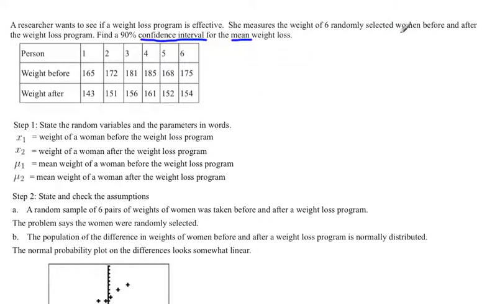Since I use the same women before and after, that means this woman's weight does in fact affect this woman's weight, so they are dependent on each other. So this is a dependent sample. So we can actually say this is a 2 sample paired t-interval.